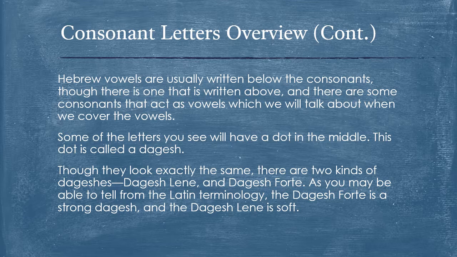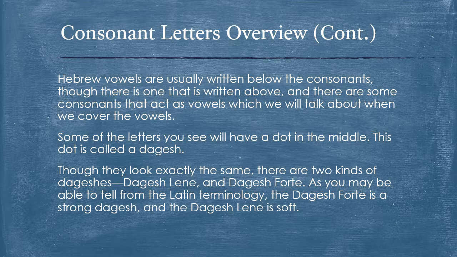One thing about the Hebrew vowels is that they are usually written below the consonants, though not all of them. There's one that's actually written above, and there are some consonants that act as vowels, which we'll talk about when we come to the vowels. Anyway, I just want you to know that for most of the time, you're going to see the vowels coming under the consonant.